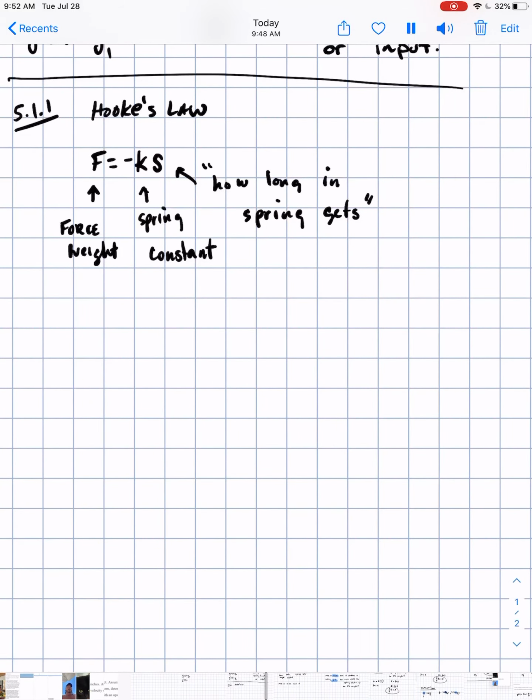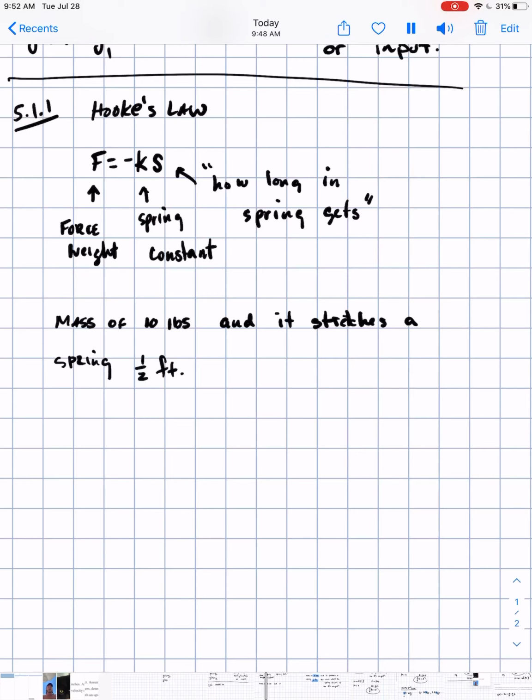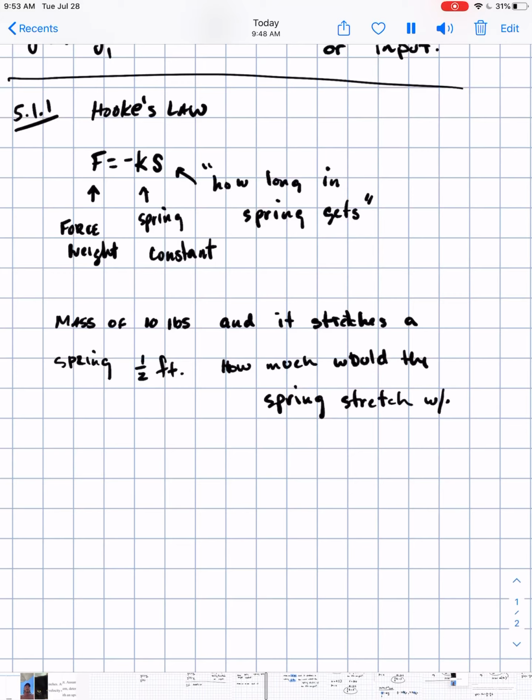Okay. For example, if you have a mass of 10 pounds and it stretches a spring a half a foot, okay, how much would the spring stretch with an 8-pound weight?